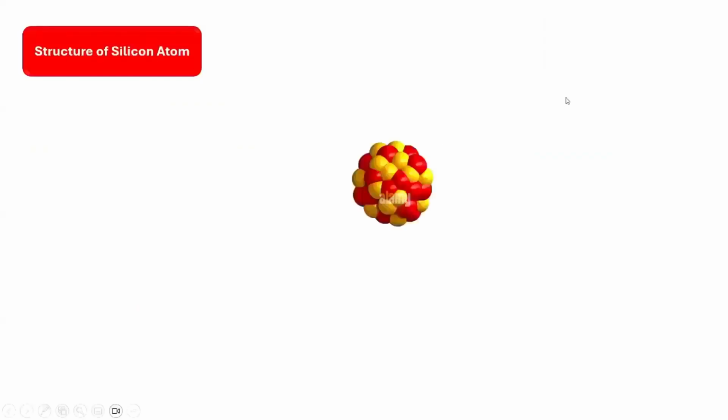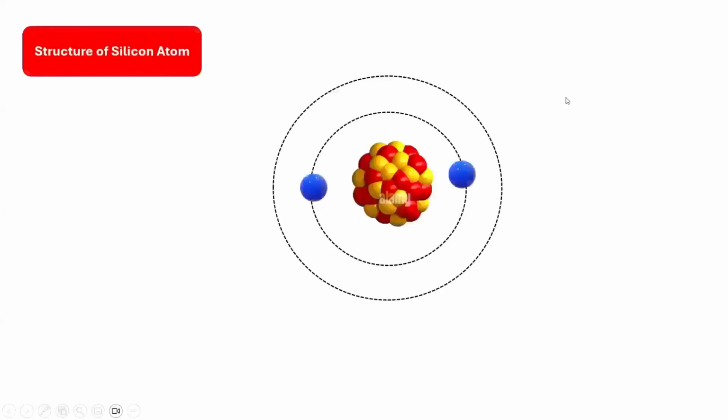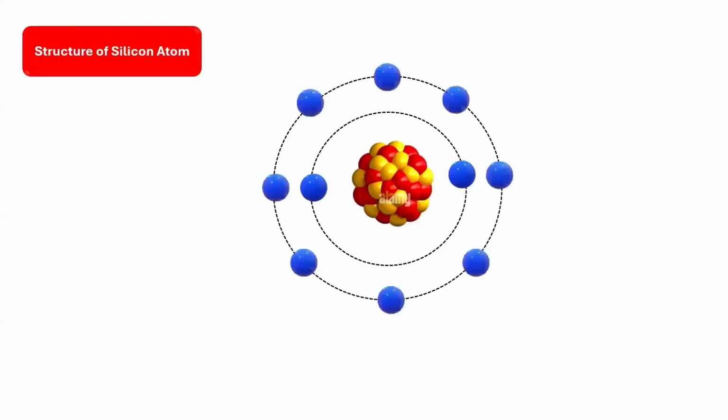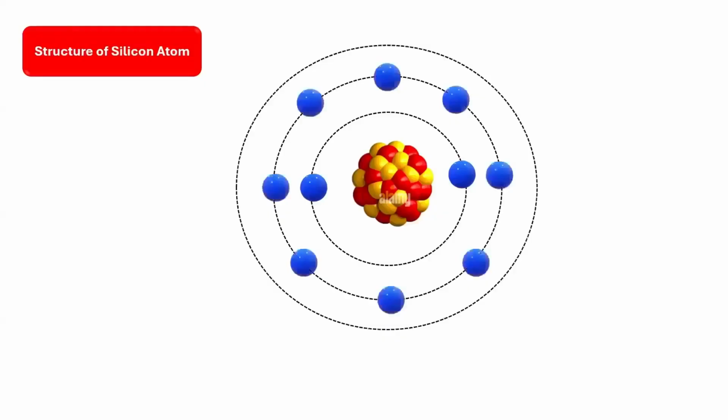A silicon atom has 14 protons, neutrons, and electrons. It has 2 electrons in the first shell, 8 in the second, and 4 valence electrons, allowing it to form covalent bonds and create a tetrahedral structure with 4 neighboring atoms.